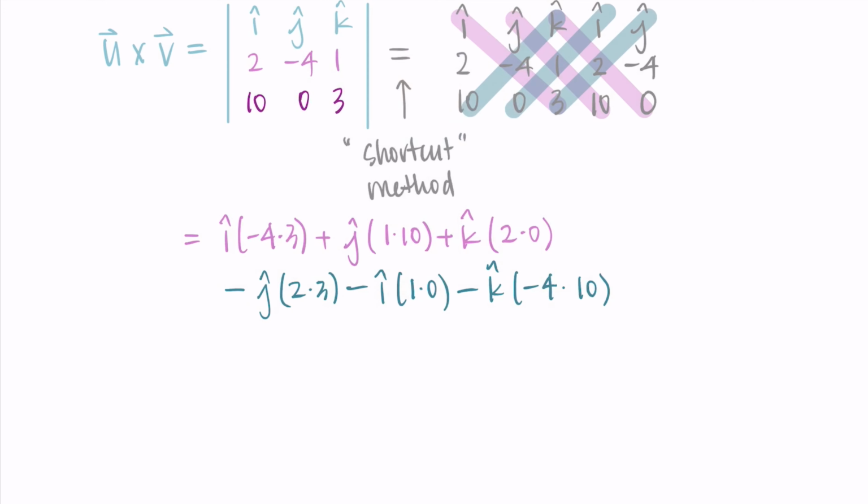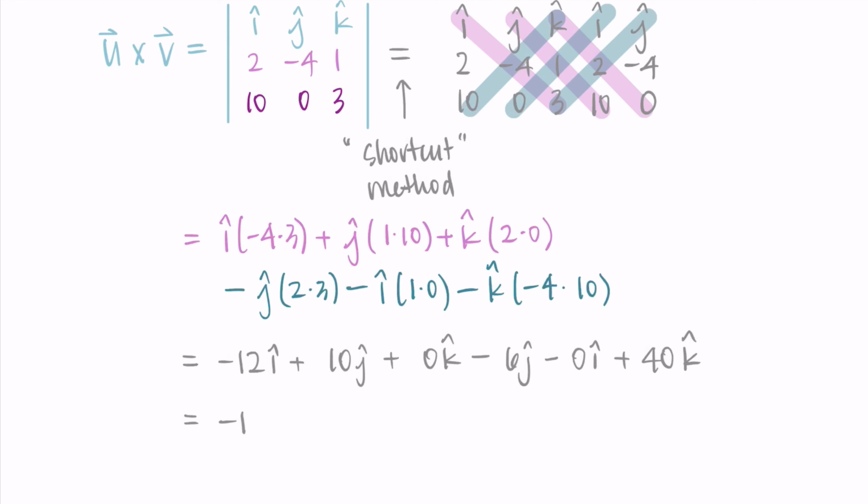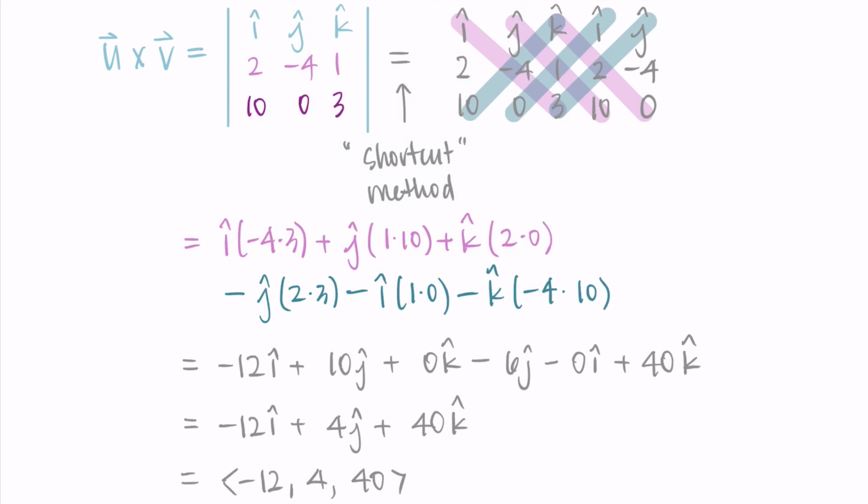So I can combine things together. I have -12i plus 10j plus 0k. Then I have minus 6j minus 0i plus 40k. Combining like terms, I have -12i, I have 4j, and I have 40k. And writing this in component form, I have -12, 4, 40, which is what I got using the original method. So this other way of solving a cross product is just another way to do it.